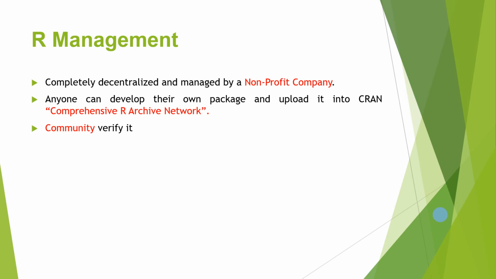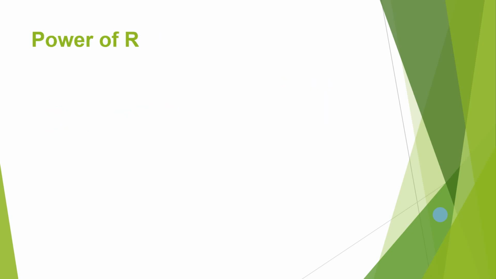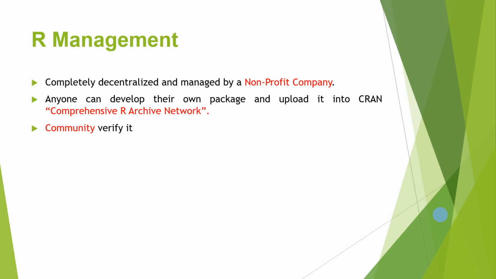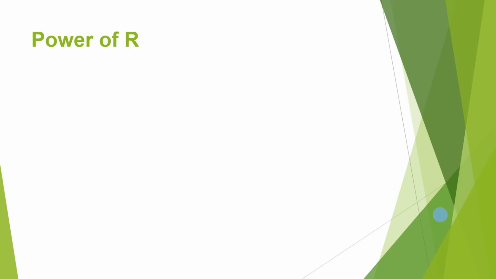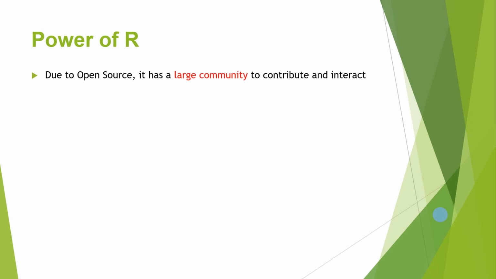So that is why this is called freely available. You can easily download it, easily work with it, and easily enhance it. The community is verifying the work you have done, because anyone can download it and anyone can verify it. Now, coming to the power of R, what power it has.